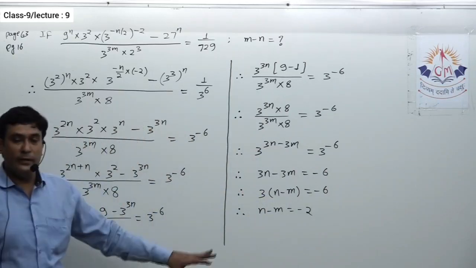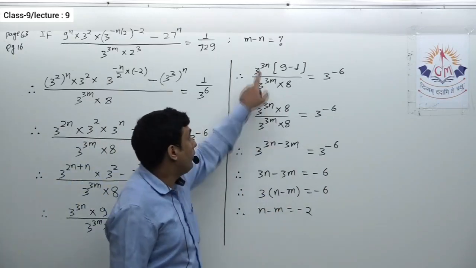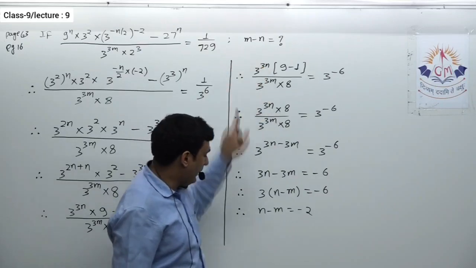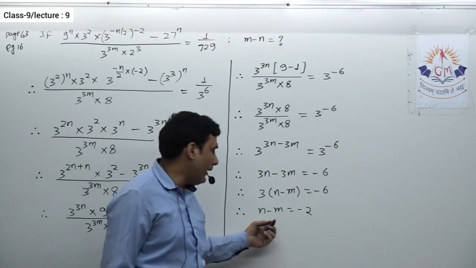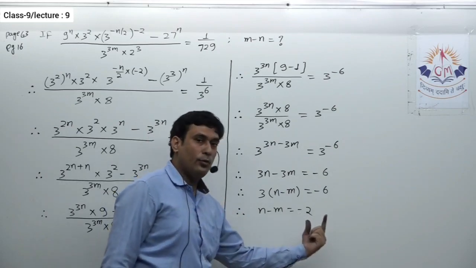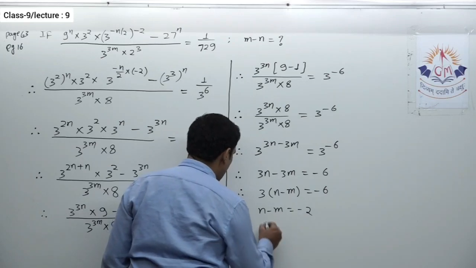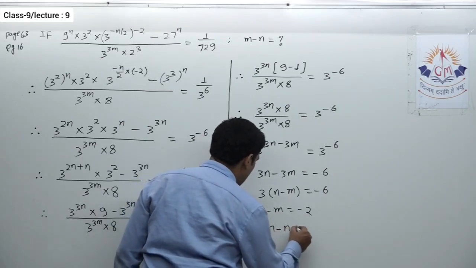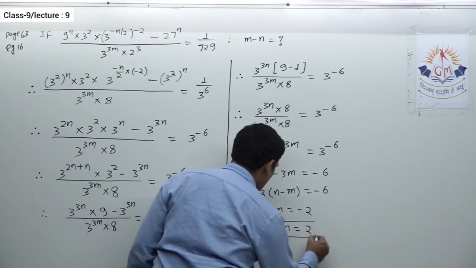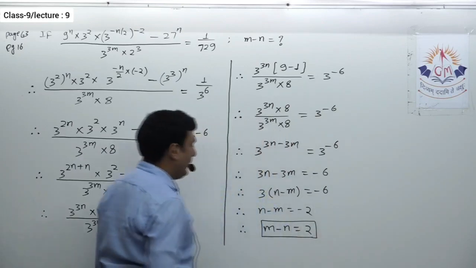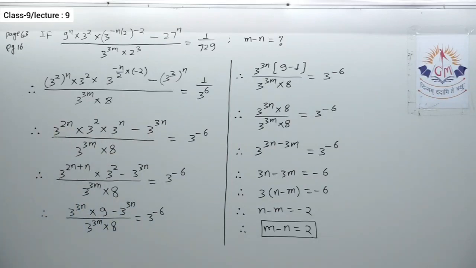So can we say this is our final answer? No. Why no? Because we need m minus n, and here I have n minus m. So for that what I have to do? I have to multiply throughout by minus 1. So when I do this, here I'll get m minus n is equal to 2. So this is my answer. I need to find m minus n. I have obtained that m minus n. So please note it down.